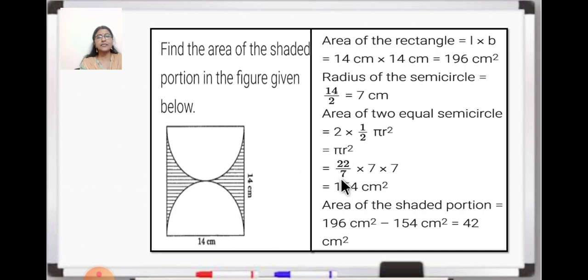So here in place of pi, we will write 22 upon 7. R is 7 into 7. Radius is 7 into 7, and when you solve it, you'll get 154 centimeters square.